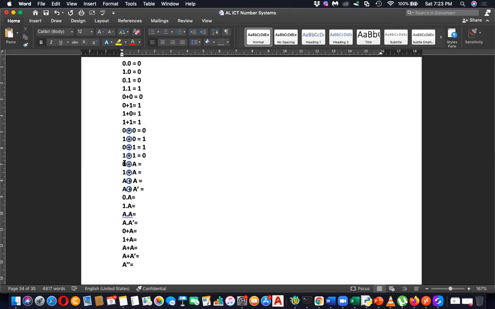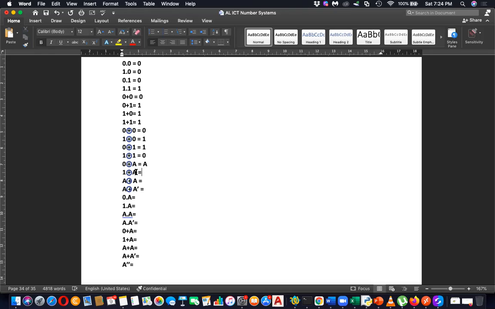Right, then 0 XOR A. We don't know A. If we don't know, let's substitute values. We have to put some value. If A is 1, the output will be 1. If A is 0, what will happen? Then the output will be 0. If A is 1, output is 1, the same as A. If A is 0, the output is 0. That means again A, so you can keep A here. Whatever the unknown value is will be the final value.